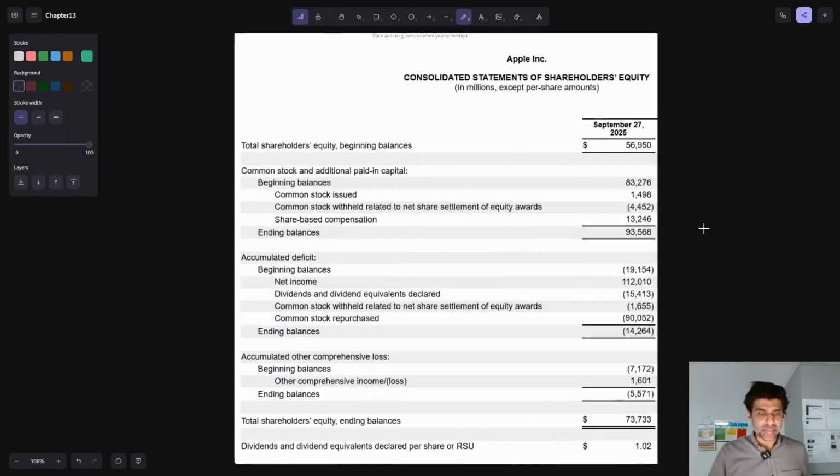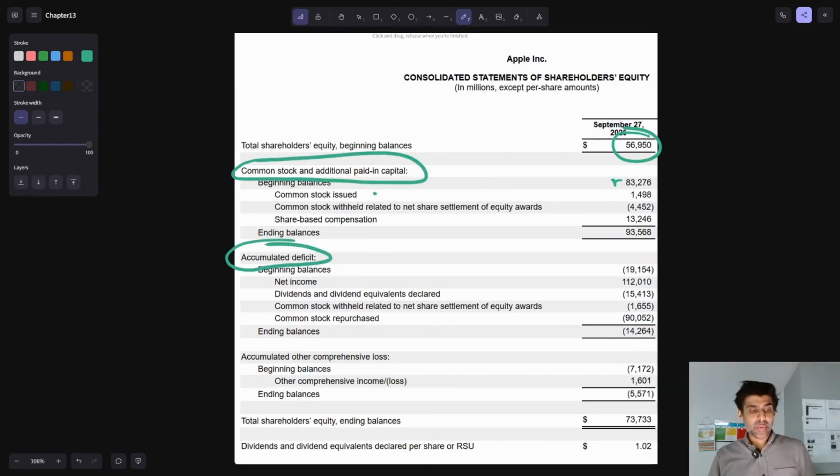This is just Apple's. This is a different format of how they do it. They again just take the total shareholder equity from the last period. So they're taking the beginning balance, showing how many shares were issued, so they're doing it by first paid-in capital, and then by retained earnings.